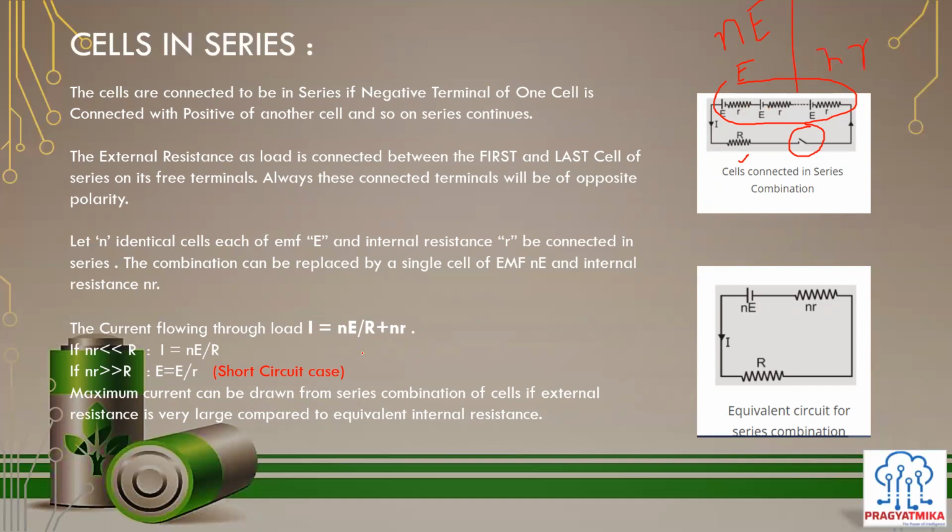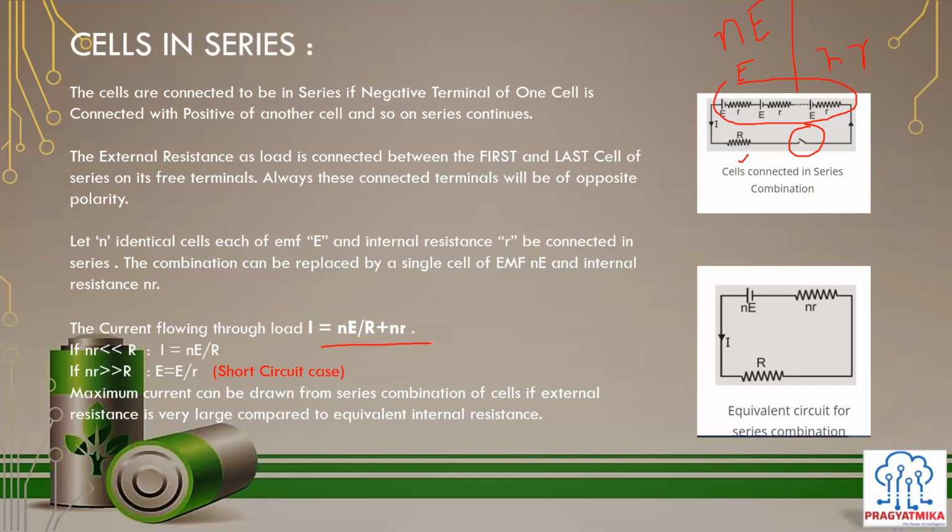So how much current will be flowing through? It is nE divided by nR plus the external resistance, which we also need to add in. Now, if the cumulative internal resistance is much smaller than the external resistance, which is the ideal case we are expecting, then the current would be nE by R, because nR is a very small value that can be omitted.